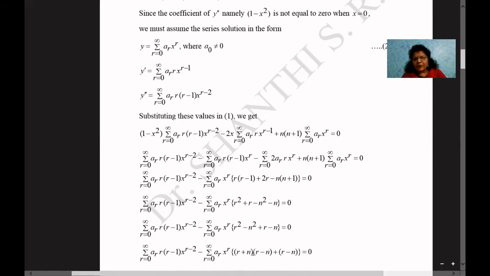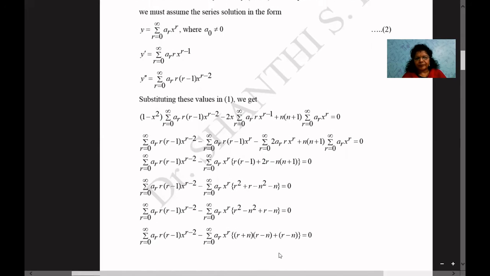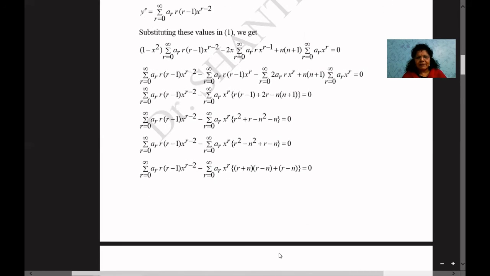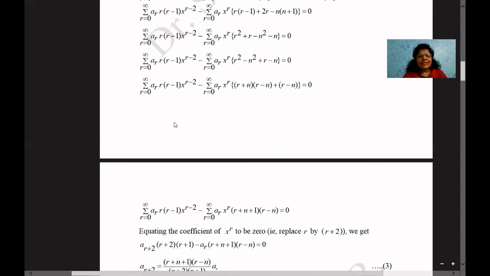This is another term. From these two terms, r minus n is common. You take r minus n common outside. So what is left out here after taking r minus n outside? r plus n plus 1. Correct? Thus, my next line is sigma r equal to 0 to infinity (r minus 1) x power r minus 2, the first term, nothing we have changed, we kept it the same, minus sigma r equal to 0 to infinity ar x power r, and after taking r minus n outside, here r plus n plus 1. This is the summation we have obtained.